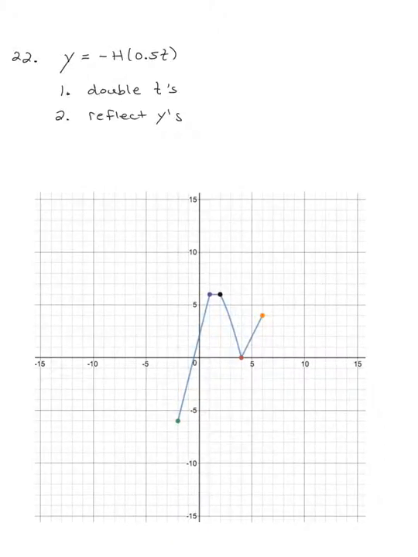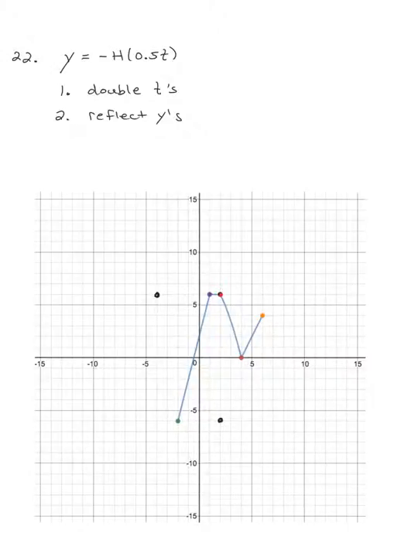For question 22, we're going to double, in this case, the t values instead of calling them x, and also reflect the y's. So, okay, the x value here is -2, so we're going to go up to -4. And if we reflect the y, it's going to go up to +6. So that is -4, 6. Okay, here I'm going to double the t value from 1 to 2, and if I reflect the y value of 6, it goes down to negative 6, so 2, -6.